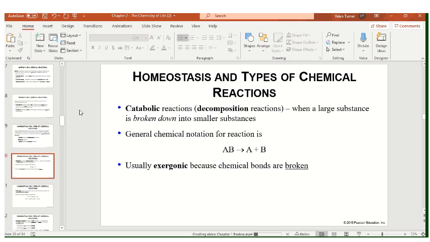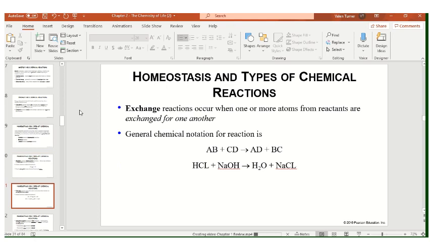And in order for you to do that, you need to break a bond. And when you break bonds, that releases the energy trapped in the bond. So it turns out catabolic reactions, because when they break the bonds that's releasing energy, are actually a type of exergonic reaction. Know that relationship. Know that catabolic reactions are exergonic. They release energy.